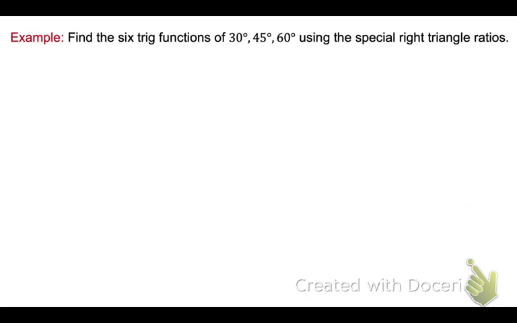Okay, find the 6 trig functions for 30, 45, 60. Those are the special right triangles, okay? So this is where I said this is the key to everything other than the quadrantal. So we can draw a triangle and make it a 30, 60, 90 triangle. Or we can just write 30, 60, 90. I prefer to write 30, 60, 90.